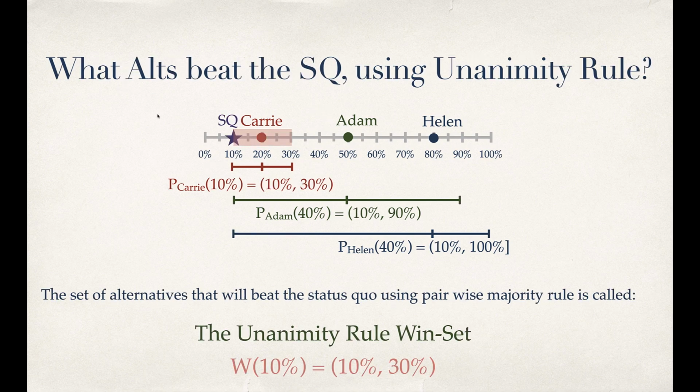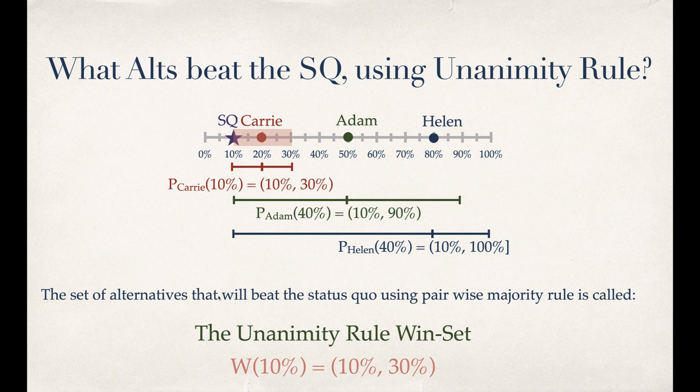So let's look at one more unanimity rule example. Again, the same 3 people, same ideal points, but I've put the status quo here at 10%. So I first draw all their preferred-to sets. Carrie prefers everything between 10 and 20, and everything symmetric from 20 to 30 on the other side. She has single peak symmetric preferences. Adam prefers everything between 10 and his ideal point of 50, and then symmetrically going 40 in the other direction. Helen prefers everything between her ideal point and 10, and then she would symmetrically in the other direction, but we run out of space, so that's her preferred-to set.